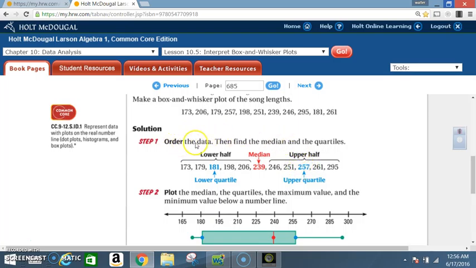So once again, you ordered the data. That means you put the numbers in order from least to greatest. You find the number that's in the middle. In this case, it's 239, that's your median. So now your data is broken up into halves. Notice you have 1, 2, 3, 4, 5 numbers on this side, and you have 1, 2, 3, 4, 5 numbers on that side. So now what's the median of the lower half? 181. What's the median of the upper half? 257. What's the median of all the data? 239.